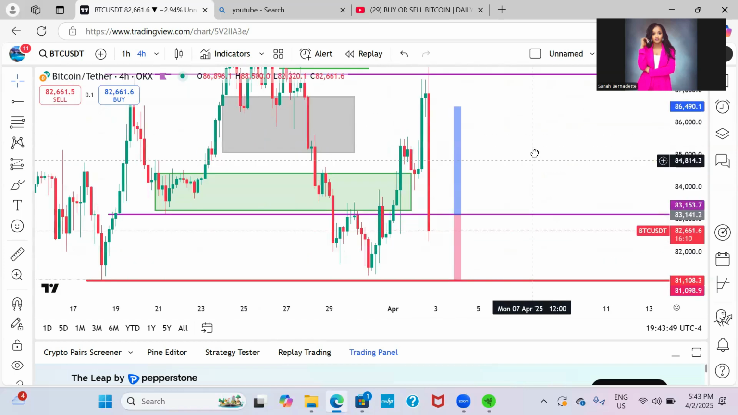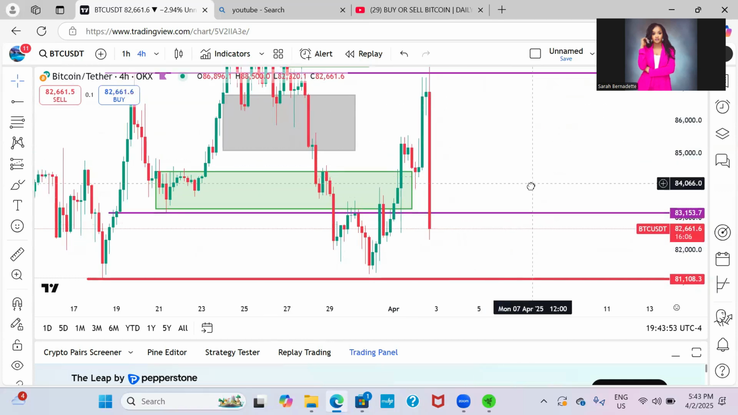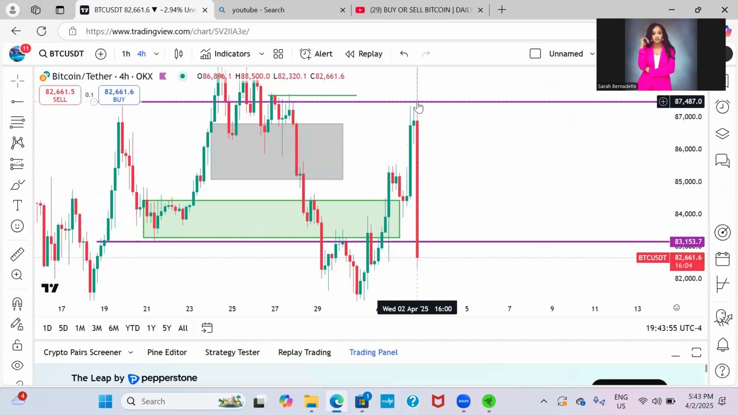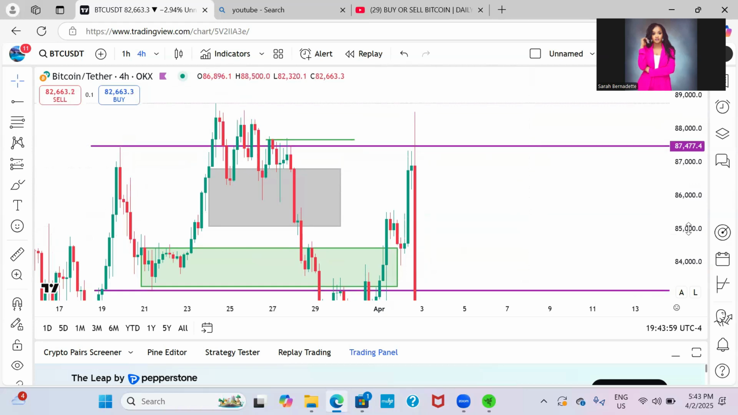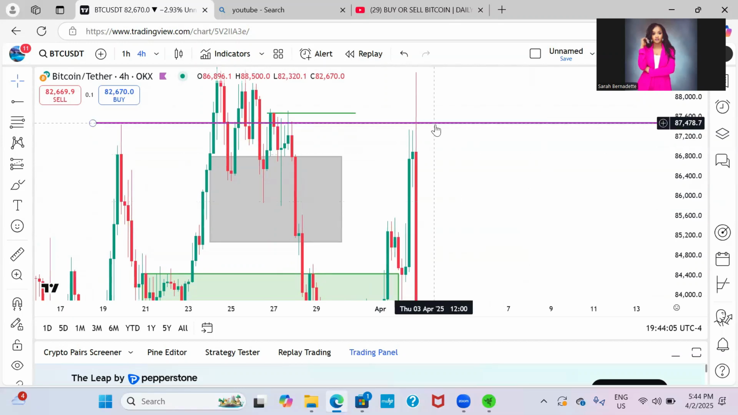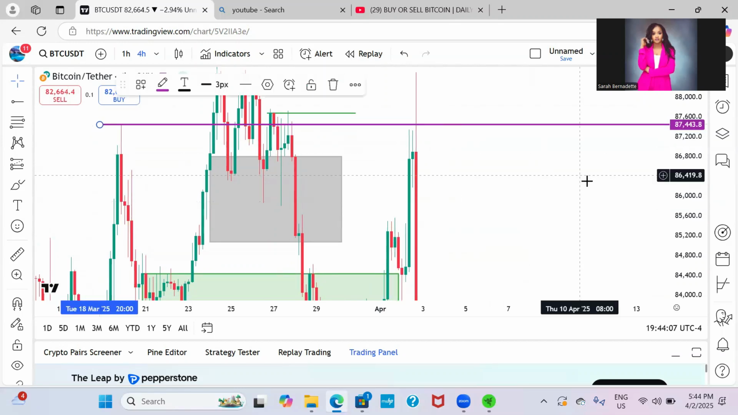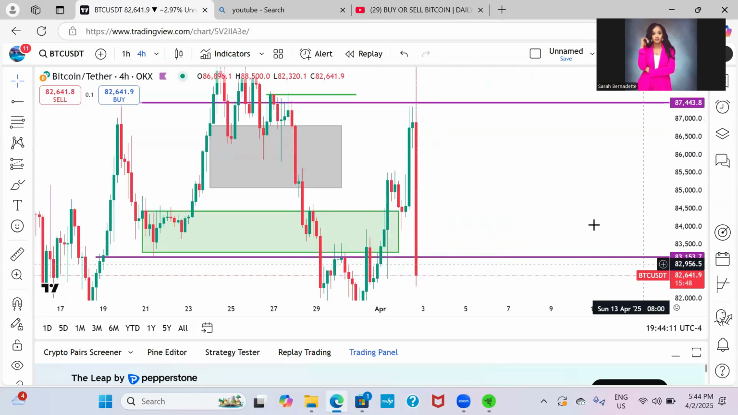Okay, so let's see what has happened so far. Right now, Bitcoin did hit our TP. That 87,000 is where our TP was. Now, that area is also a very strong resistance. That is what we can see when Bitcoin came to that level. It got massively rejected. As you guys can see, this is a huge dump.